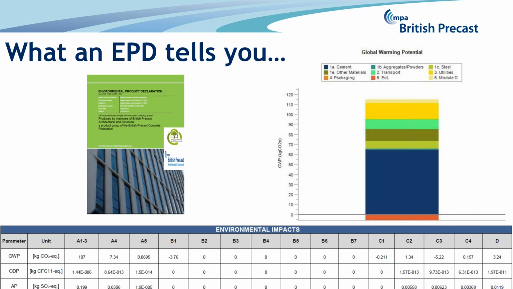Often available with EPDs, you can get some data that lets you drill down behind the numbers a little bit. So here for global warming potential, you can see which inputs have had the largest impact. For this cladding panel, you can see that cement accounts for over half of the carbon footprint of this product, with other notable inputs like transport, steel, and utilities.